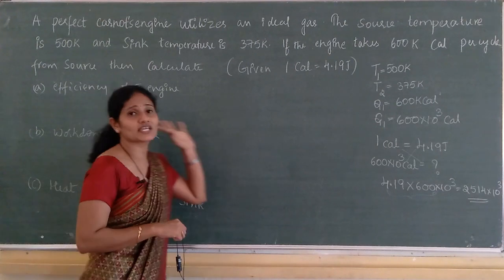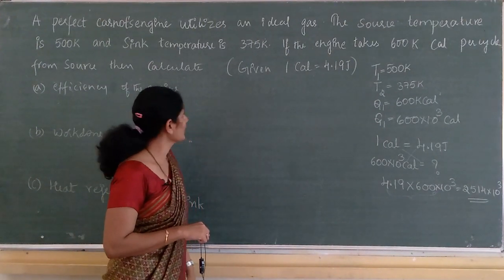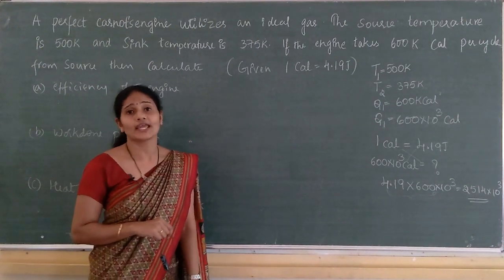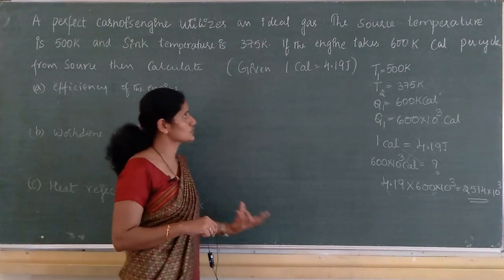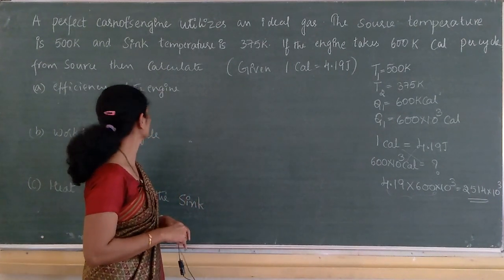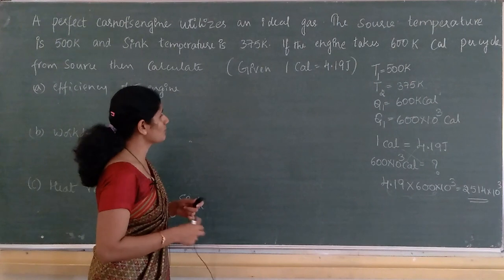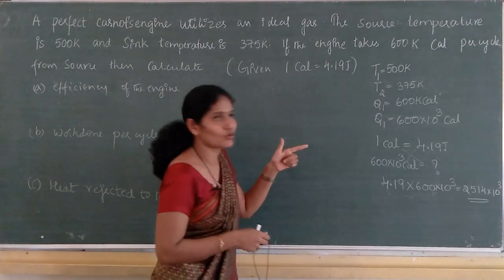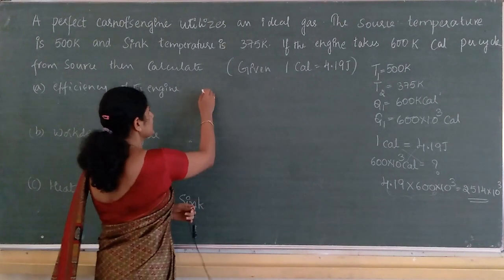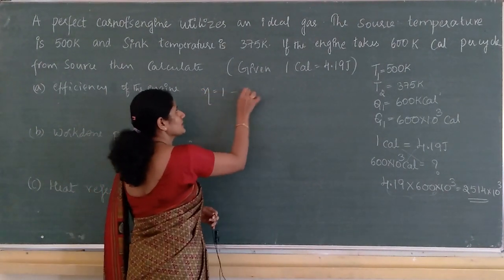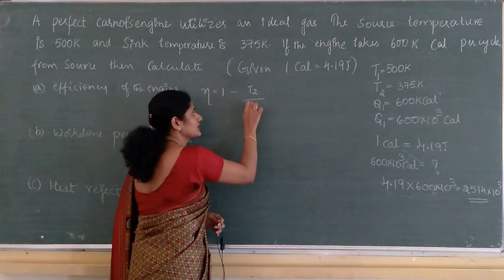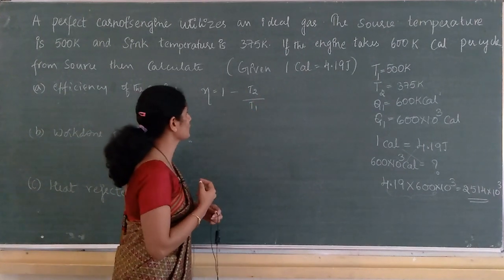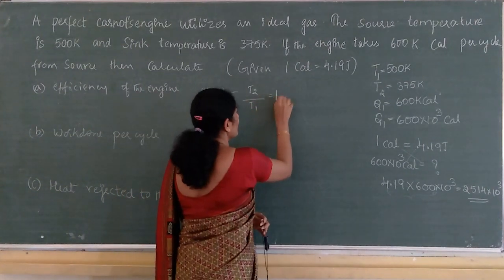Calculate efficiency of the engine. What we have to do now? We have to calculate efficiency of the engine. How efficient is the engine? What is the formula for efficiency? We have T1, T2 values. So, we can use the formula eta is equal to 1 minus T2 divided by T1. So, this is the formula for efficiency.